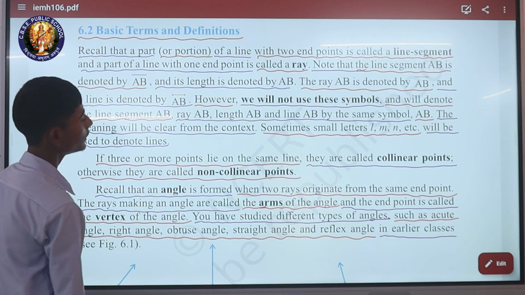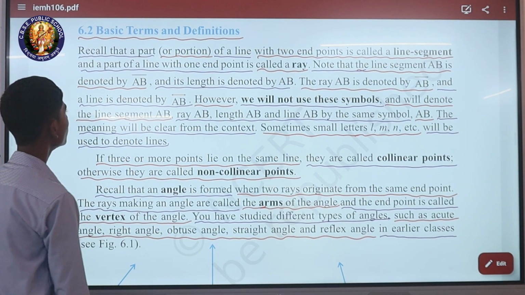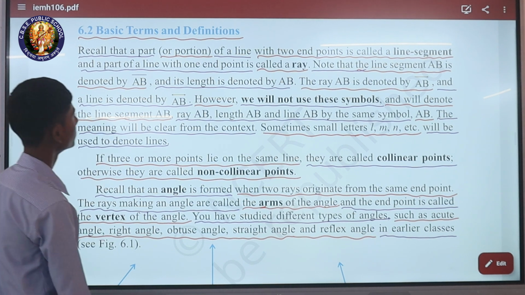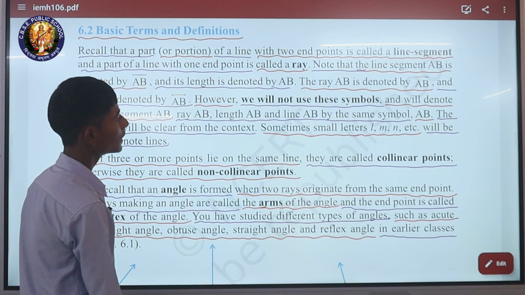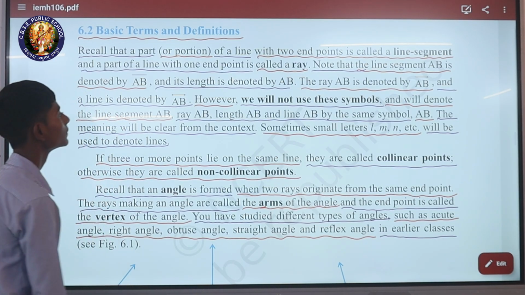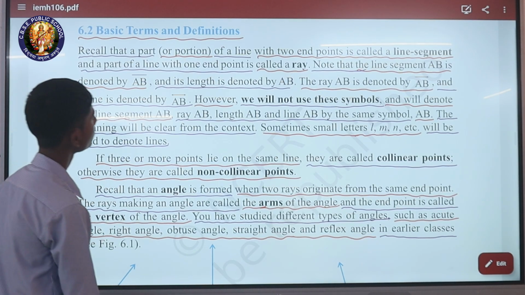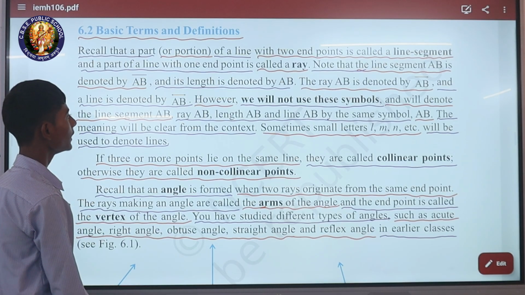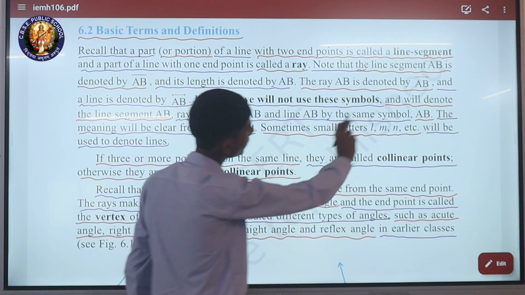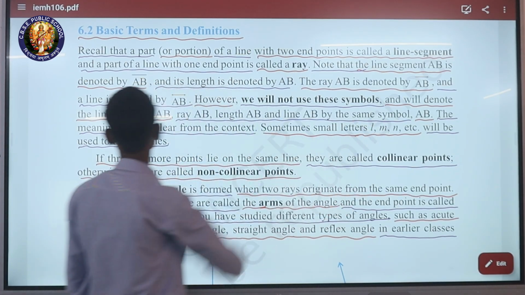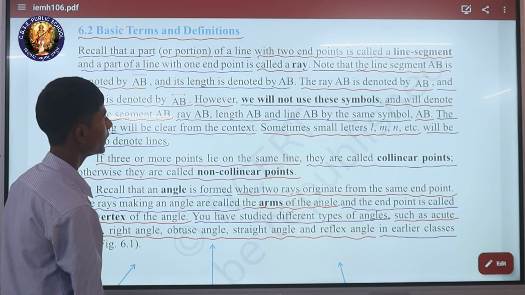6.2 Basic terms and definitions. Recall that a part or portion of a line with two endpoints is called a line segment, and a part of a line with one endpoint is called a ray. Note that the line segment AB is denoted by AB and its length is denoted by AB.